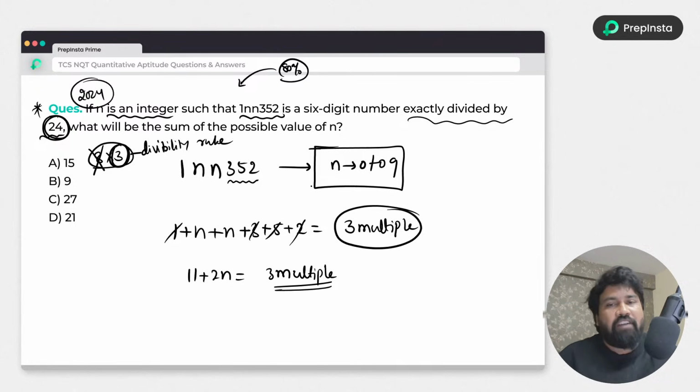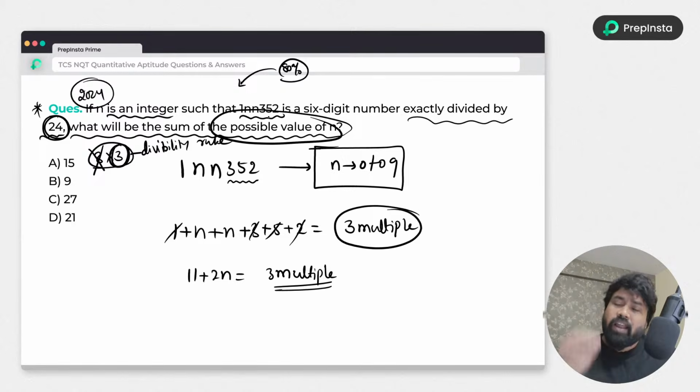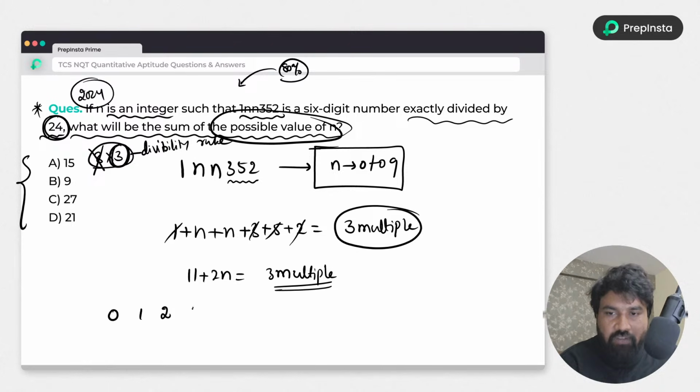How many options do we have for n? See what they're asking: what will be the sum of all possible values of n? So there are multiple possibilities for n. You need to calculate all the possibilities, add them, and you will get the option. What are all the possibilities? Let's see. I will substitute from 0. The n value can be 0, 1, 2, 3, 4, 5, 6, 7, 8, 9.